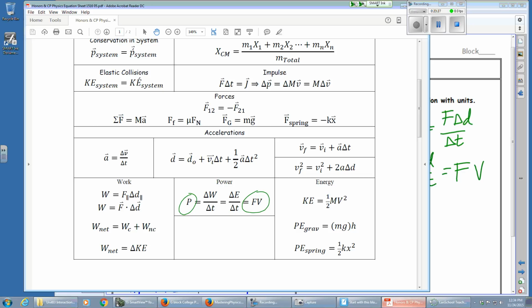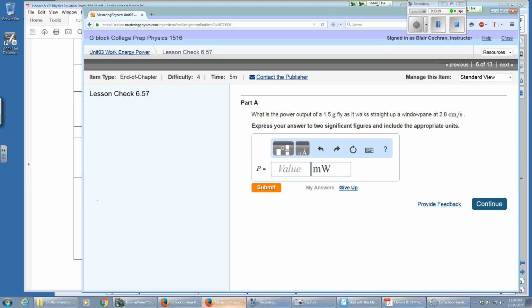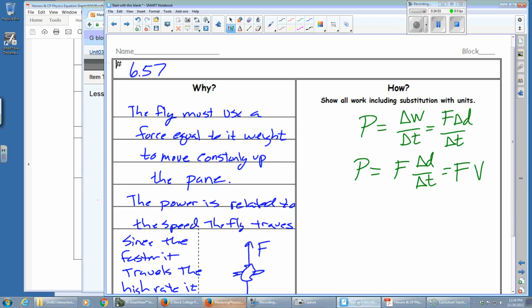So, back in the land of our problem, the force is going to have to be equal to the fly's weight on the window, times his speed. But his weight is in grams, the speed is in centimeters per second. Now, one thing, they ask for the answer in milliwatts. If you want to just do it in watts, you can erase that little m. It'll allow you to do that, so you can do it in watts rather than having to convert to milliwatts.